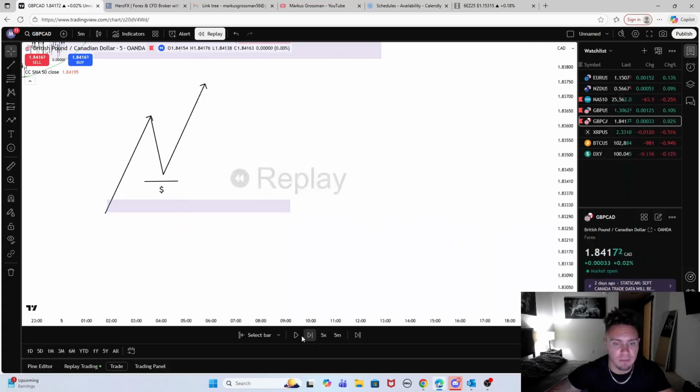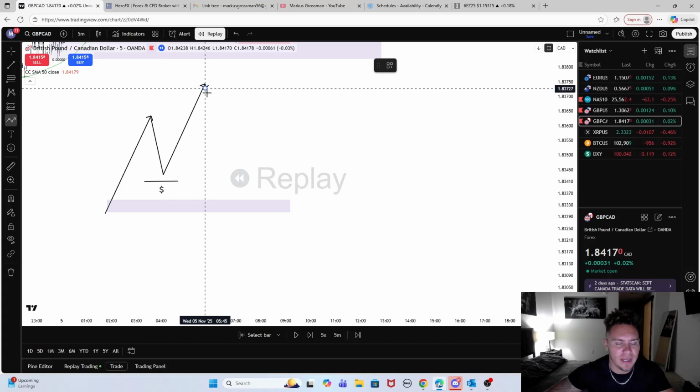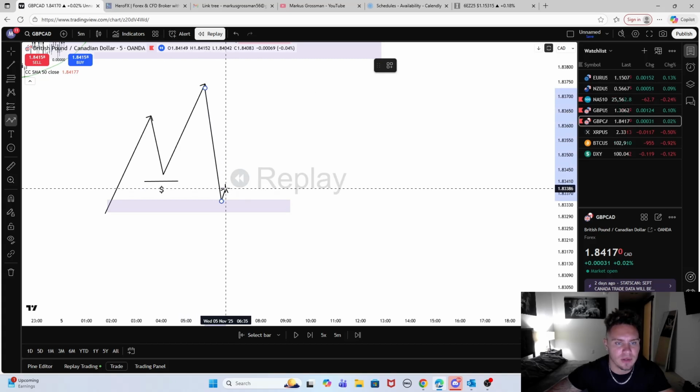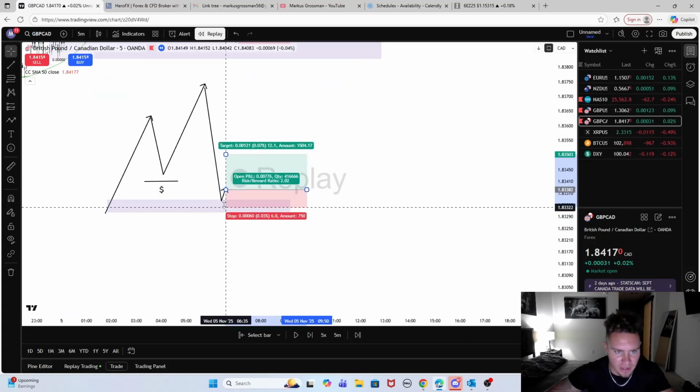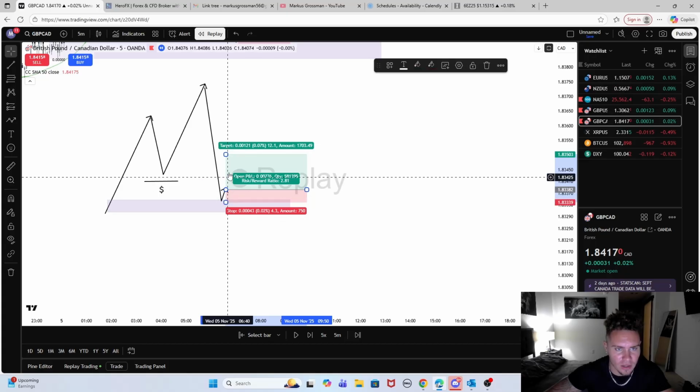So we're going to just combine those two variables. And when we come down here and we get a bullish push, let's say this is a 5-minute candlestick that closes right here, we are going to enter the trade, stop loss under the low.